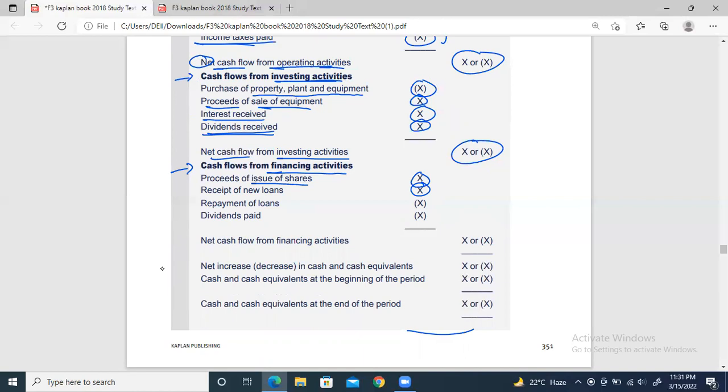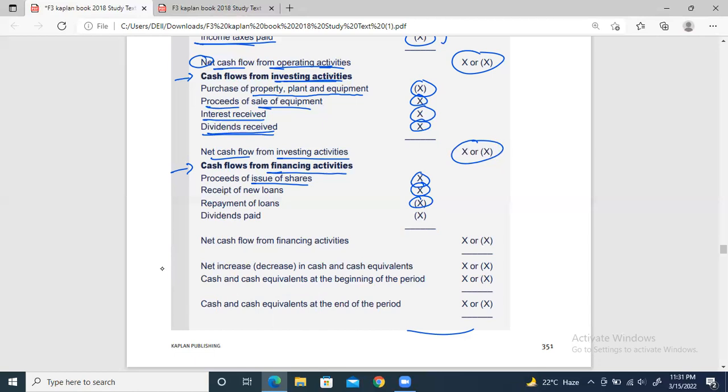After that, repayment of loans. Repayment also relates to financing, because at some point in time we have to return that loan, after 5 years, after 6 years, when the loan has reached the maturity stage. That's why it is written as a negative amount, because we are paying the cash back. It's going out of our business.